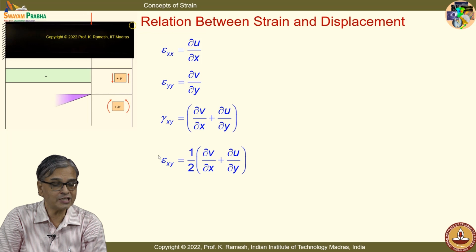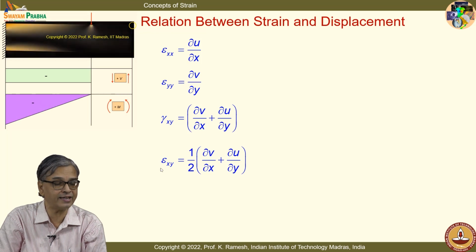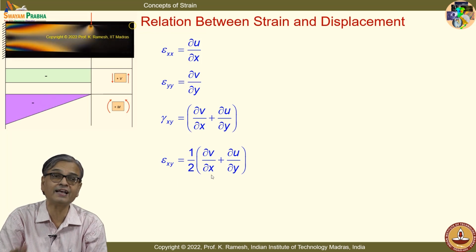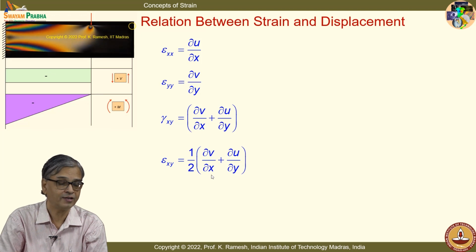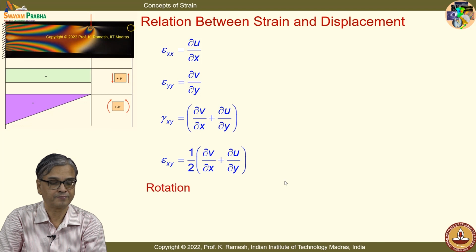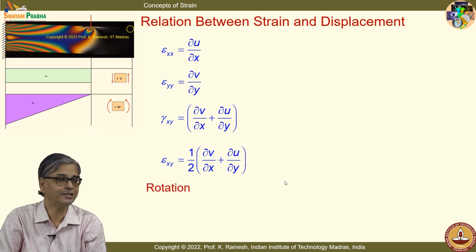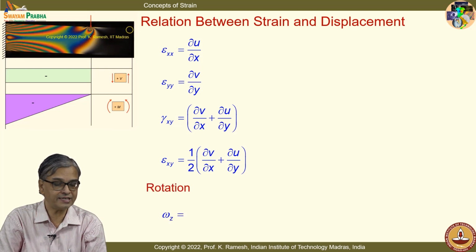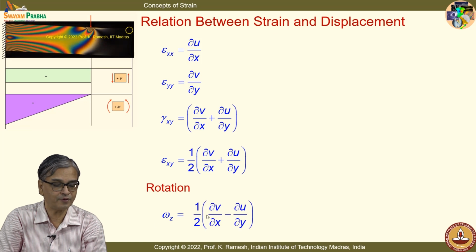And what transforms like a tensor is only epsilon xy, which is defined as 1/2 of dou v by dou x plus dou u by dou y. And what is the rotation? Omega z we have seen is half of dou v by dou x minus dou u by dou y.